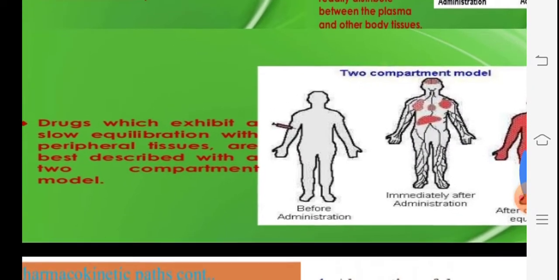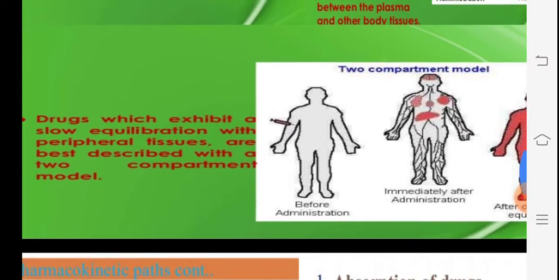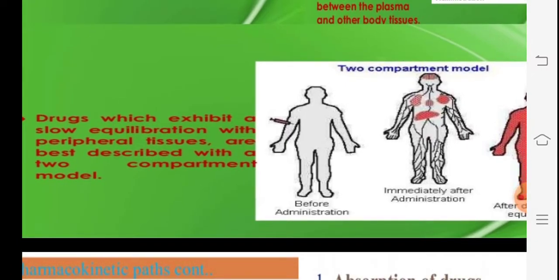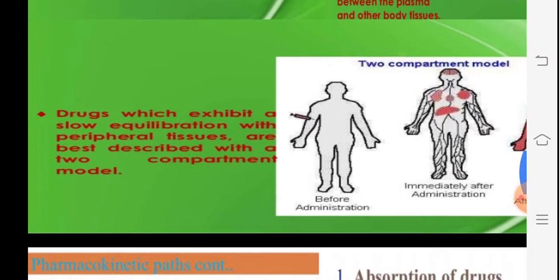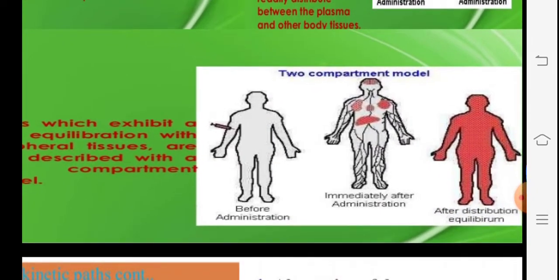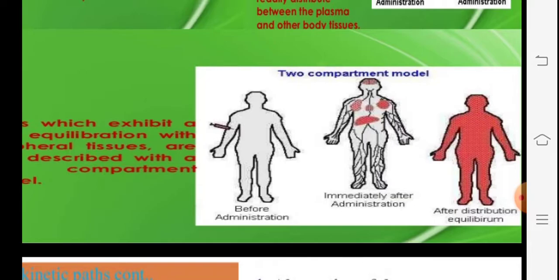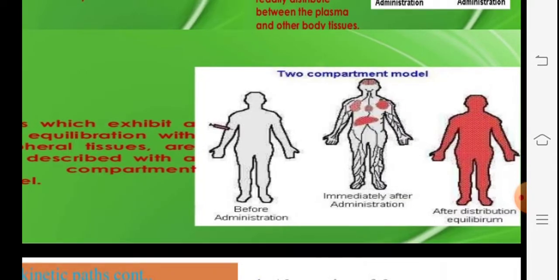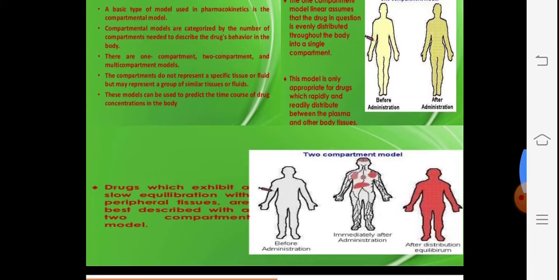Then drugs which exhibit slow equilibration in peripheral tissues are best described with the two compartment model. So two compartments are there: immediately after administration, after distribution equilibrium, and before the distribution. By the photograph you can understand.